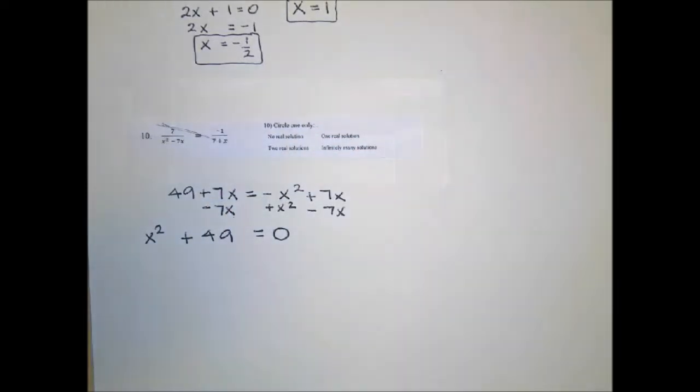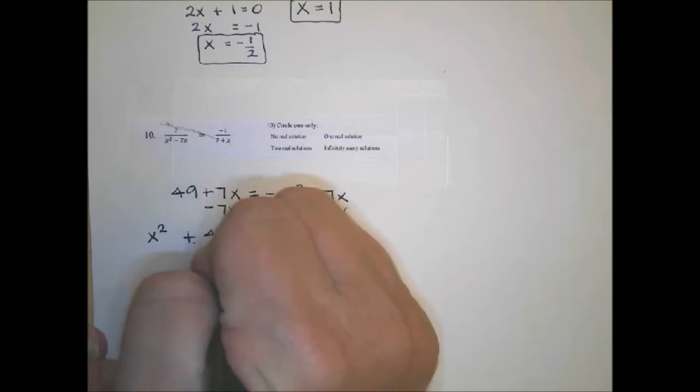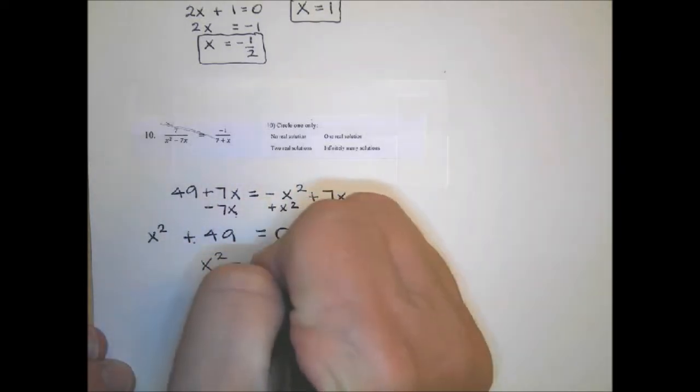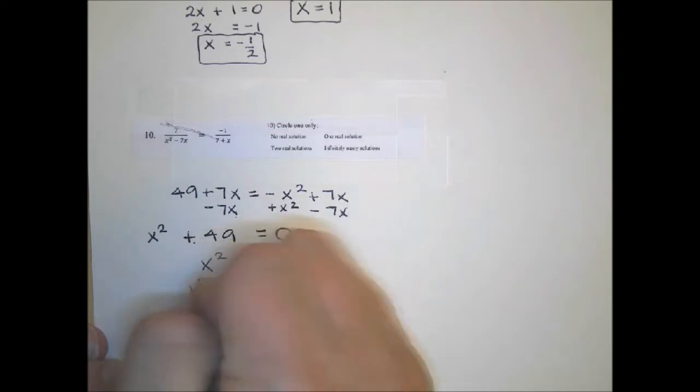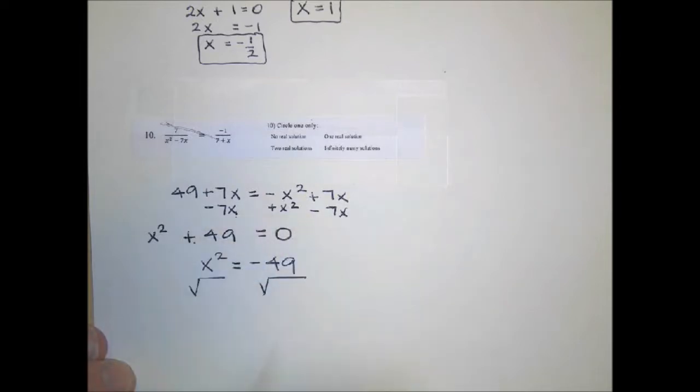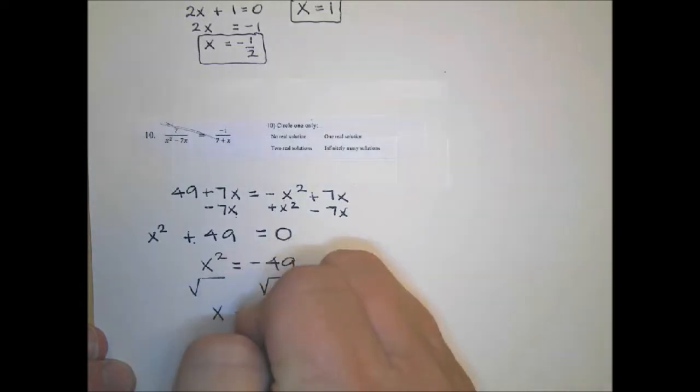Now I'm going to solve for x. This isn't factorable, but I can solve it by algebra. I'm going to move the 49 back over to the other side. I'd have x squared equals negative 49. And now I would take the square root of both sides, and I would be left with x equals plus and minus.